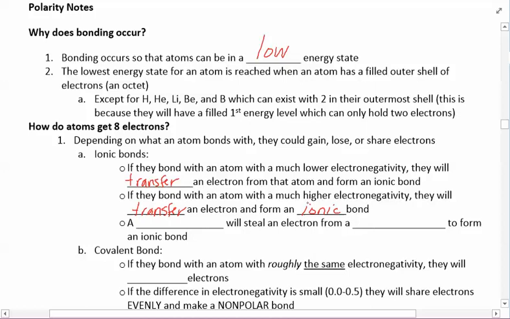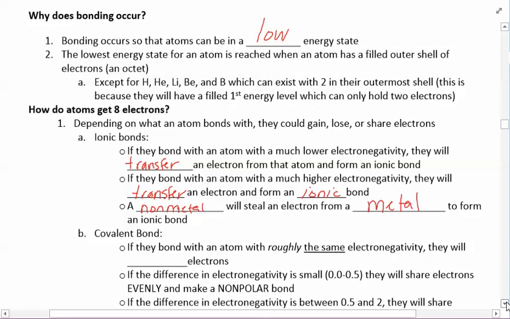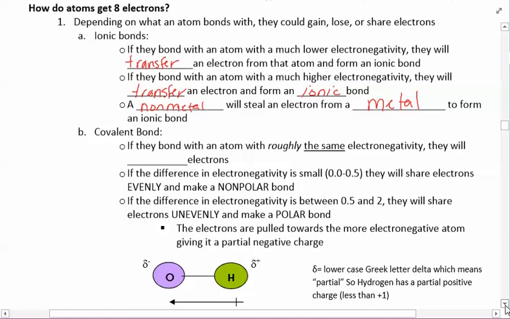So in an ionic bond, you're forming ions, which are charges. What's going to happen is the non-metal will steal an electron from a metal to form an ionic bond. So in ionic bonds, we are transferring the electron. For all the different types of bonds, we're doing different things with the electrons.